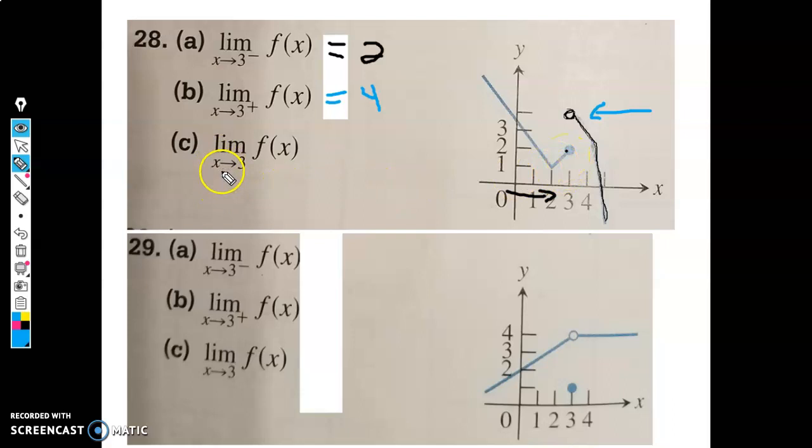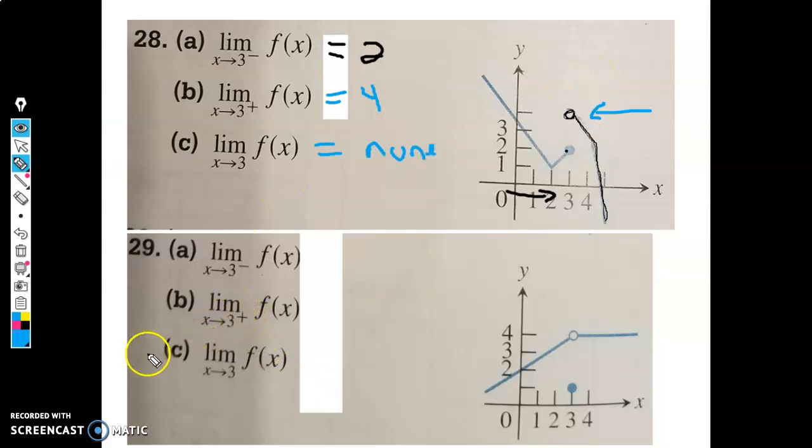So what is the limit if you combine both of them? Because they're not agreeing, okay? Since they're not agreeing and they're different, that means we don't actually have a limit here. Okay, so there is none for C. Okay, so it doesn't exist. There is no limit there.